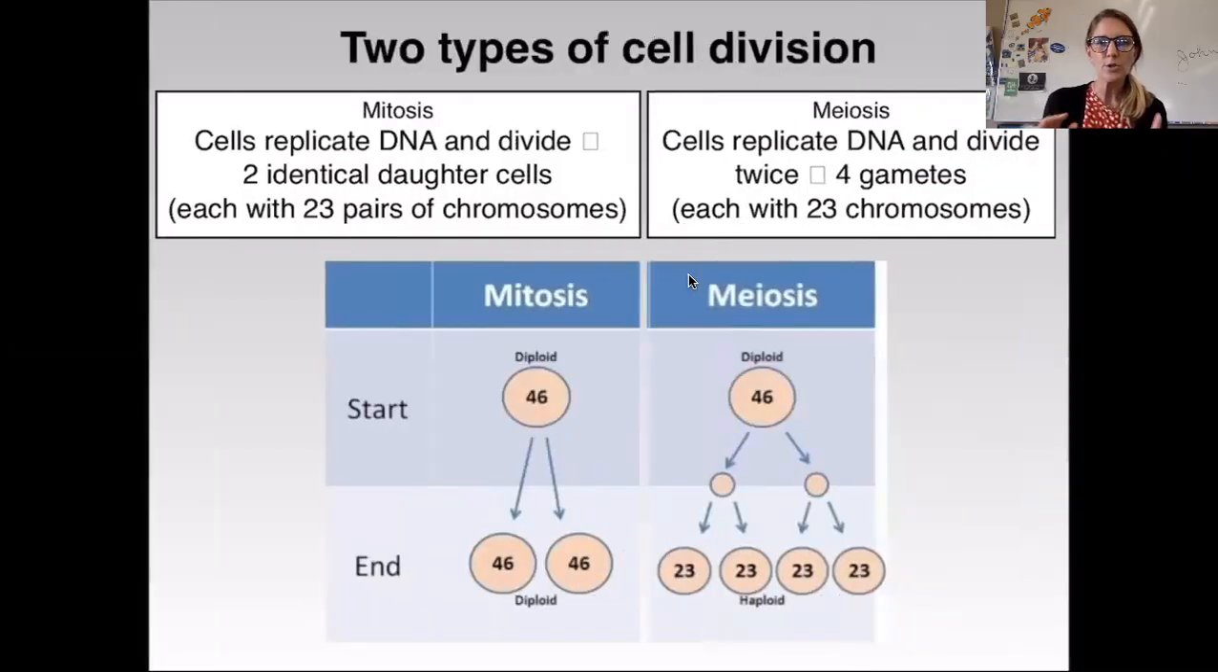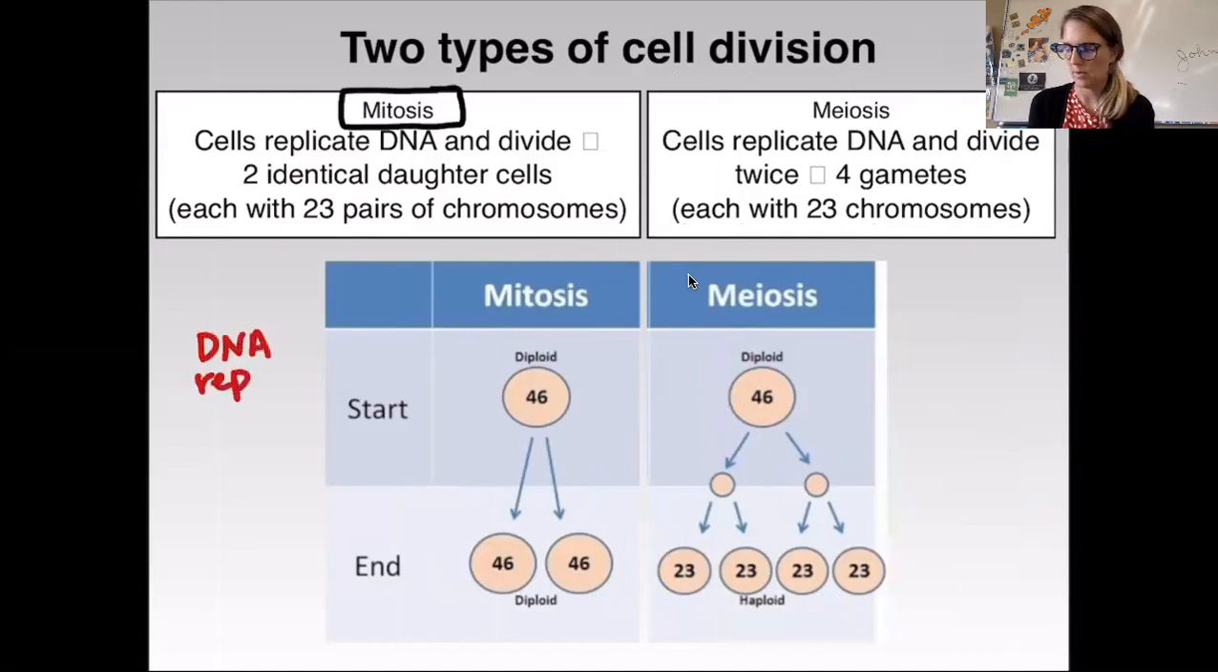Okay, so there are 2 main types of cell division that we're going to be talking about. Chapter 12 is focusing on mitosis, all right? So when we are dealing with mitosis, what we have is the following. We have cells that replicate their DNA, right? So they go through DNA replication, and then they divide. So DNA replication followed by cell division, all right? And this results in 2 identical cells.